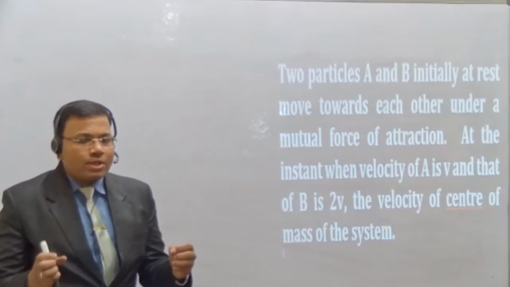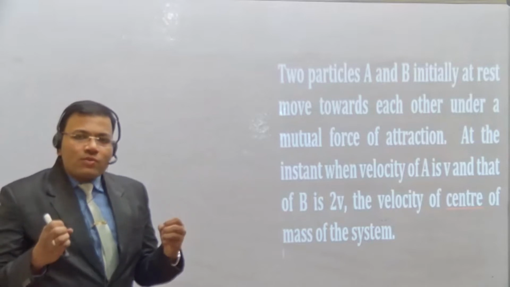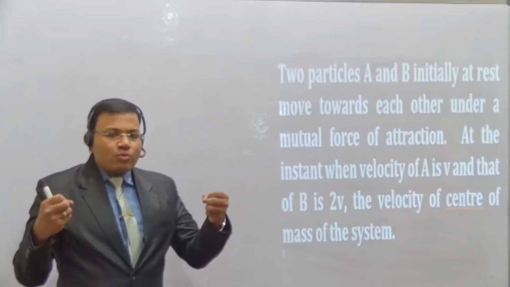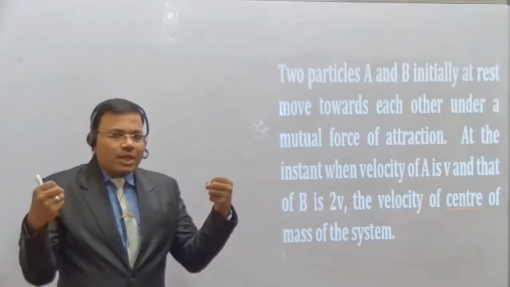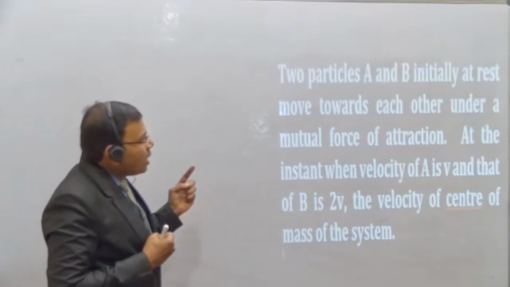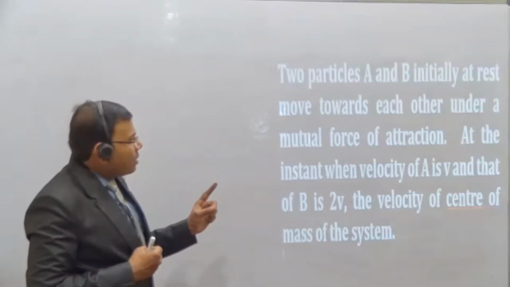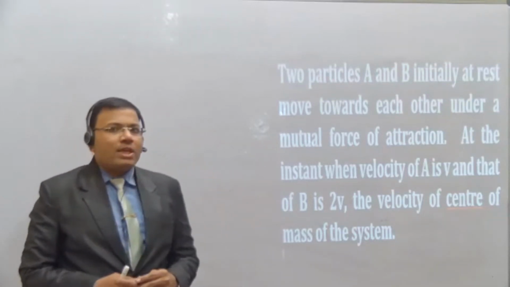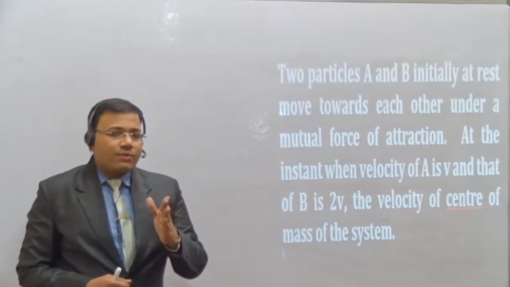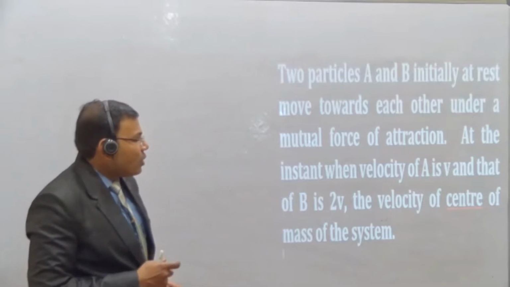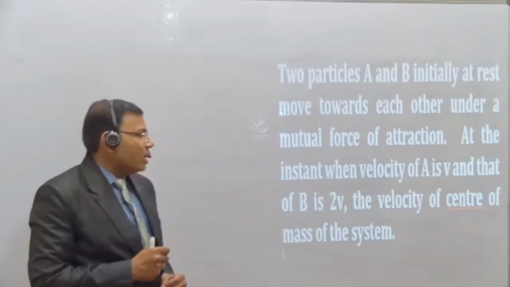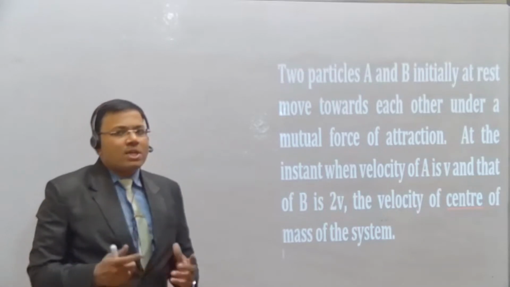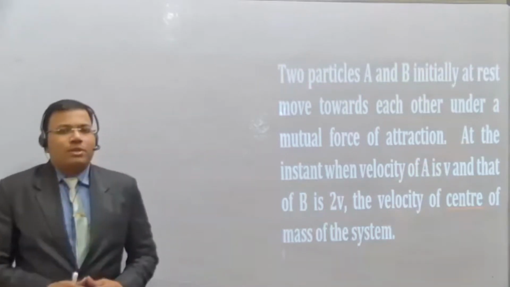Initially, they are at rest, and because of the mutual force of attraction, mutual force means that is an internal force. Because of their internal force only, they are going to move. And at the instant when the velocity of A is v, and the velocity of B is 2v, the velocity of the center of mass, how much is it, that we need to calculate.